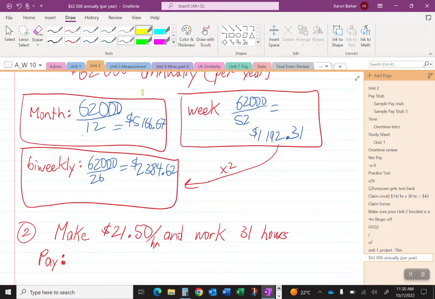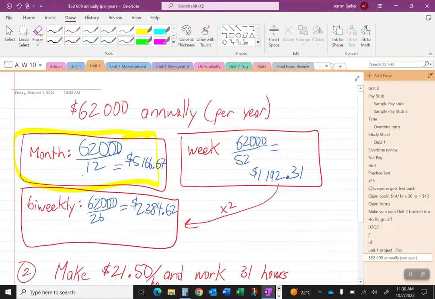But you cannot take your monthly pay and do any more math with it other than go up to annually or go back to monthly. That's the only connection because there's not exactly 4 weeks in a month. So make sure you're not going from monthly to weekly.